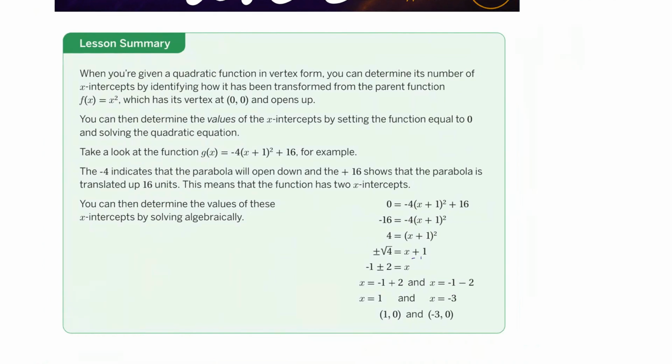First of all, when we're given a quadratic in vertex form, understanding if our parabola is opening up or down and where it is shifted to see how many x-intercepts there are. So after we find that there are x-intercepts, we can solve it by just setting the equation equal to 0, right? We can set the y value or outputs equal to 0.